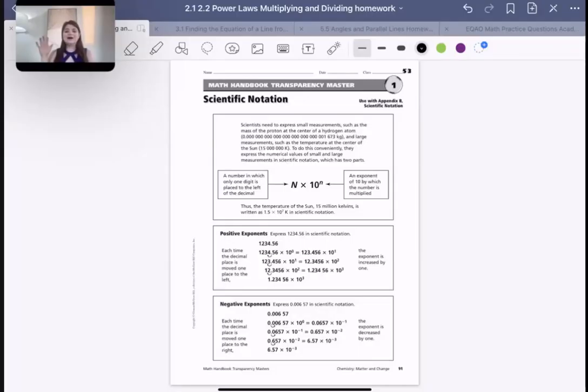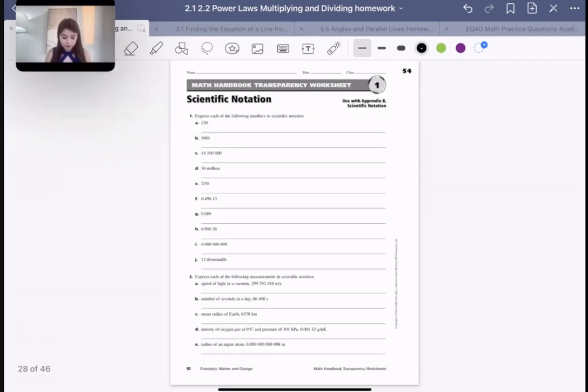Hello, everyone. Welcome back. Today, I'm going to be talking about scientific notation. So, we're going to go through this paper about scientific notation, and then we're going to do a worksheet about scientific notation together.